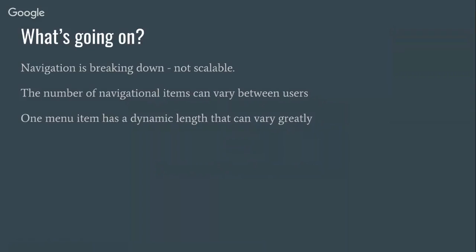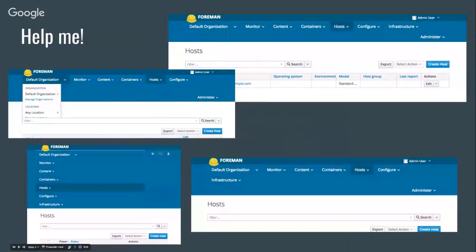So what's going on now in Foreman? I think it's clear for most people the navigation is breaking down. It's not scalable. The number of navigational items because of plugins can vary between users, which causes some ebb and flow in the length of the horizontal navigation. And one menu item specifically, the org location, as we can see up here, is dynamic, and so it actually changes in length.